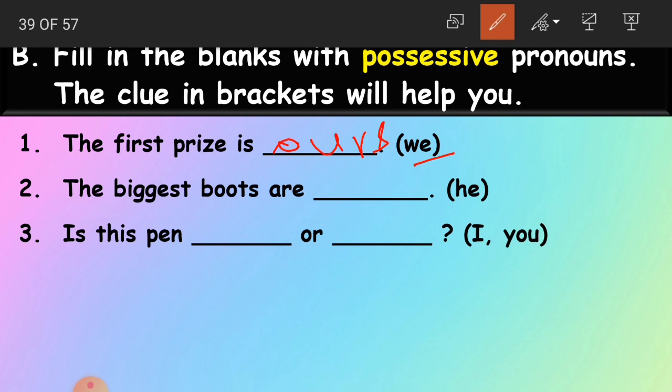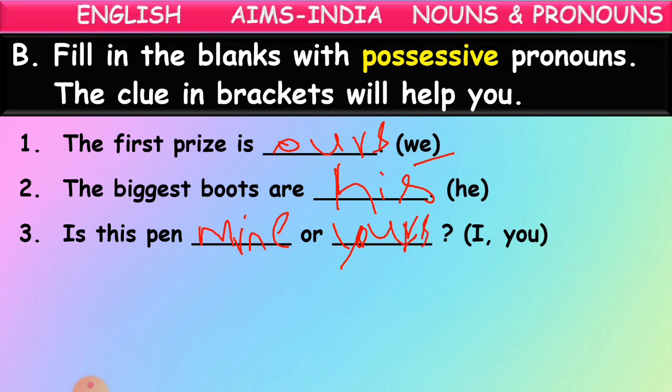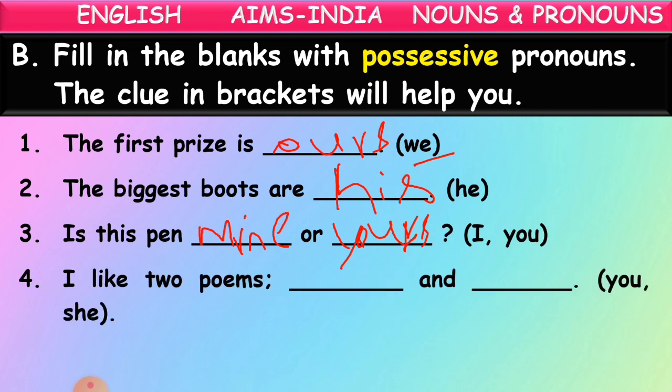The biggest boots are dash. He. He becomes his. Okay. The biggest boots are his. Now, is this pen dash or dash? I and you. I becomes mine, you becomes yours. Is this pen mine or yours? Clear, children? Yes. Now, we'll go to another sentence.